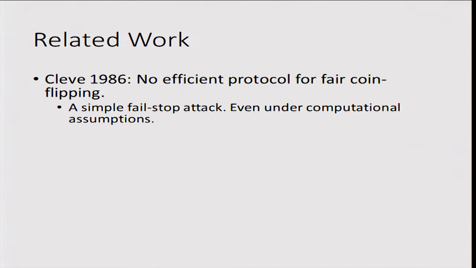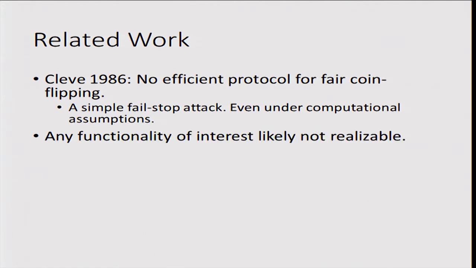But before moving forward, let us take a look at some of the related work in this area. The first major result was by Cleve in 1986, who showed that there's no efficient protocol for fair coin flipping. And he gave a very simple fail-stop attack, which works irrespective of any computational assumptions that we may make. And this led to the belief that any functionality that is non-trivial probably does not have a fair protocol.